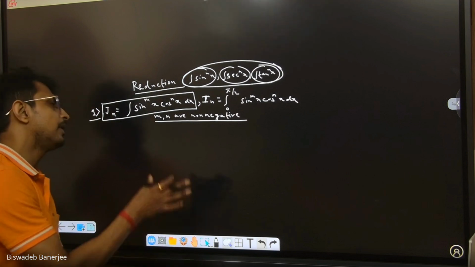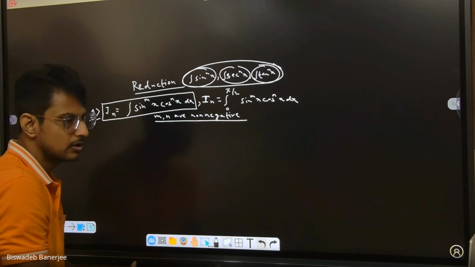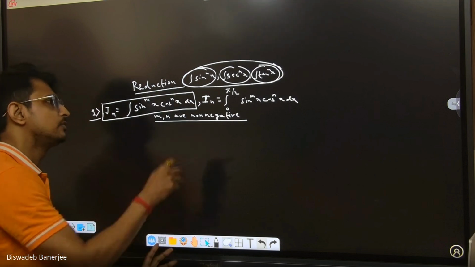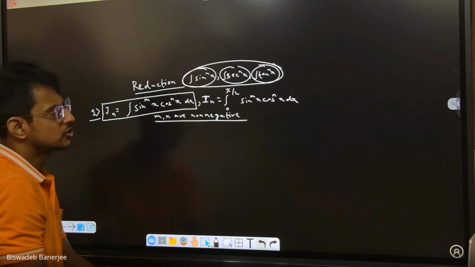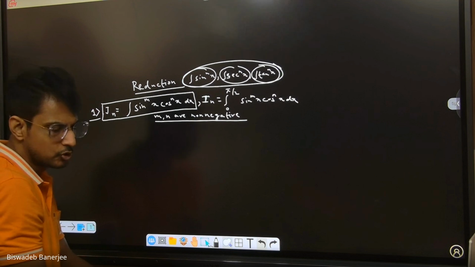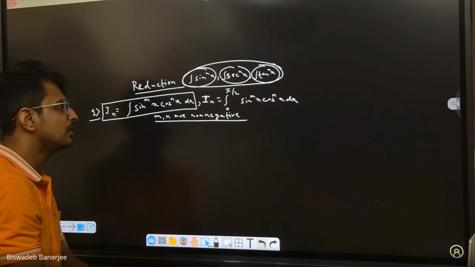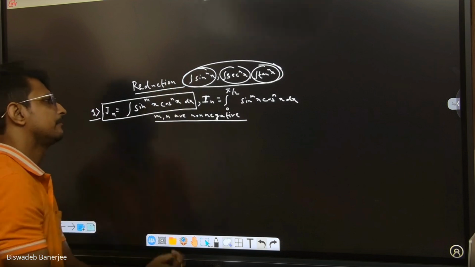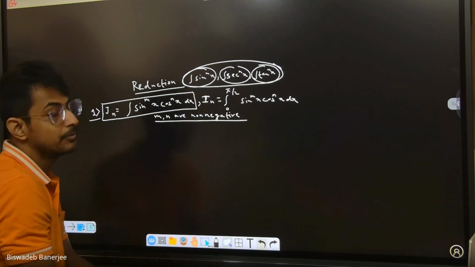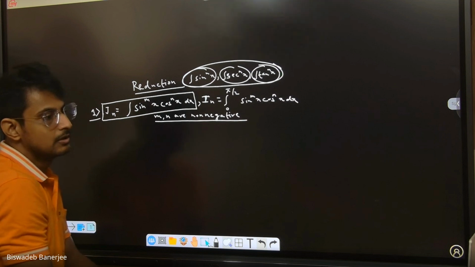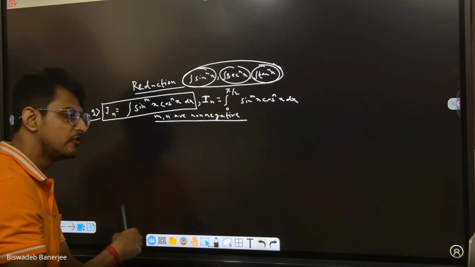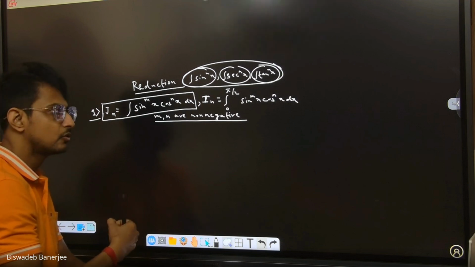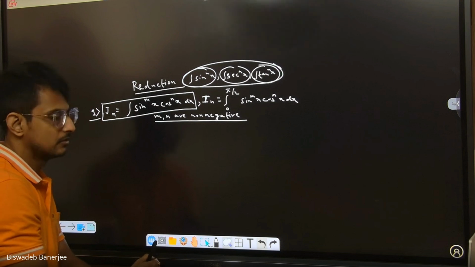We have applied the byparts method to solve this integral. I again repeat, if you have not watched the reduction of this formula, then just go to my YouTube channel and you can easily understand the logic behind this formula, behind this byparts method. I have discussed everything in detail about the byparts method in my first video on reduction. Just go and watch this video.